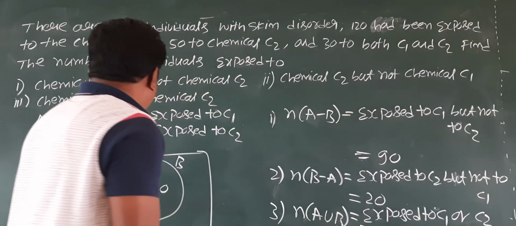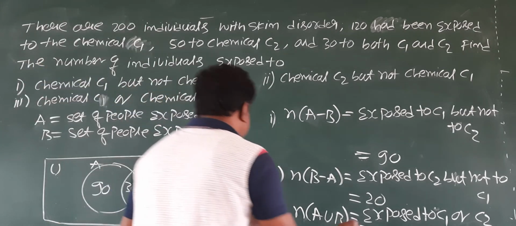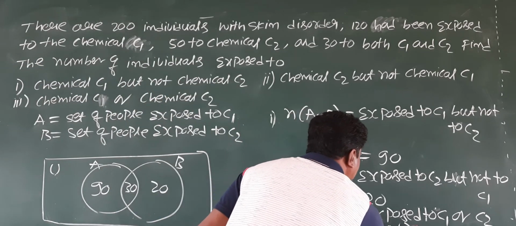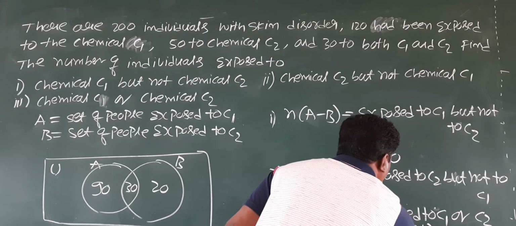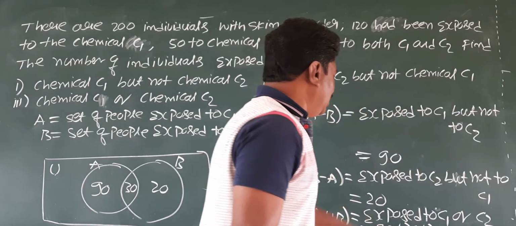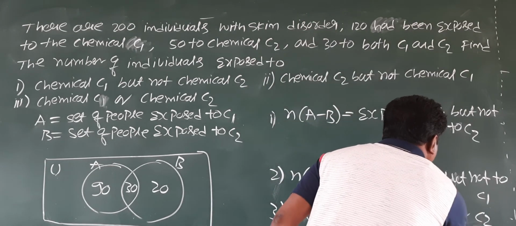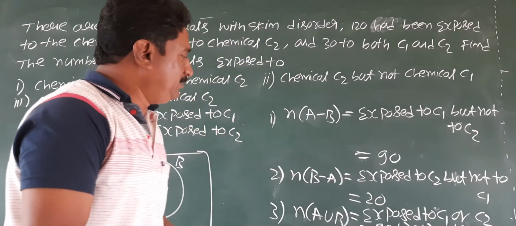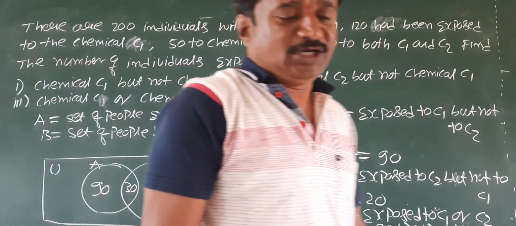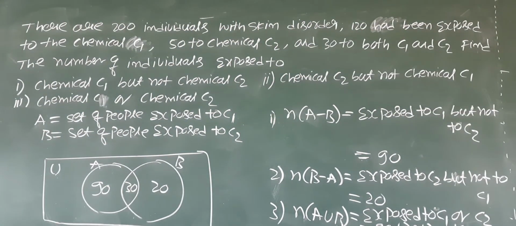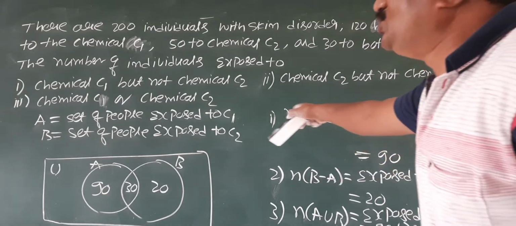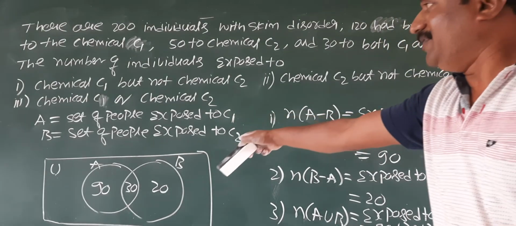A union B is 90 plus 30 plus 20, so the total is 140. Total number of elements is 140. I hope you understand, students. This is how we solve this easily by Venn diagram.